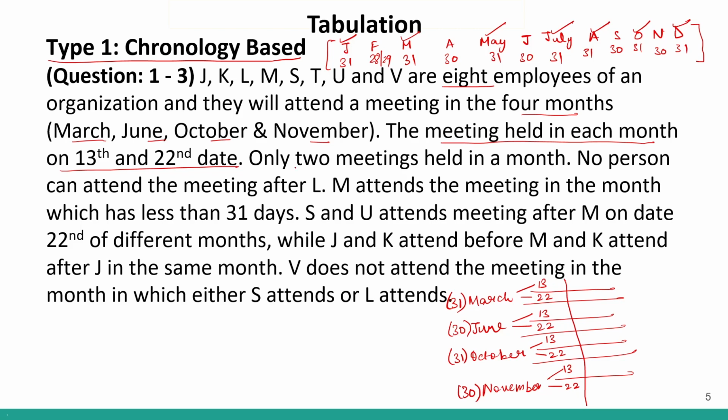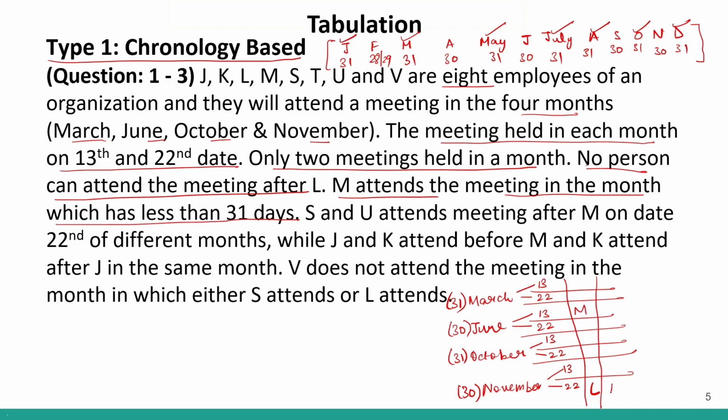The question says only 2 meetings are held in a month, which is correct. Now, no person can attend the meeting after L. So if nobody is attending the meeting after L, that means L is the last person to attend, because no one is attending the meeting after L. So L is the last one to attend. M attends the meeting in the month which has less than 31 days. So less than 31 days we have June and November. So M can attend the meeting here.